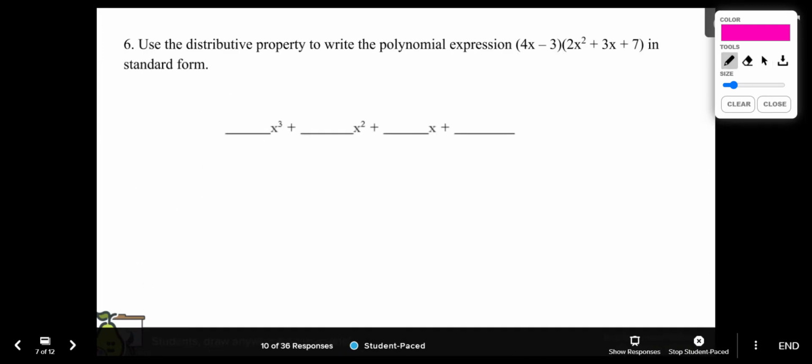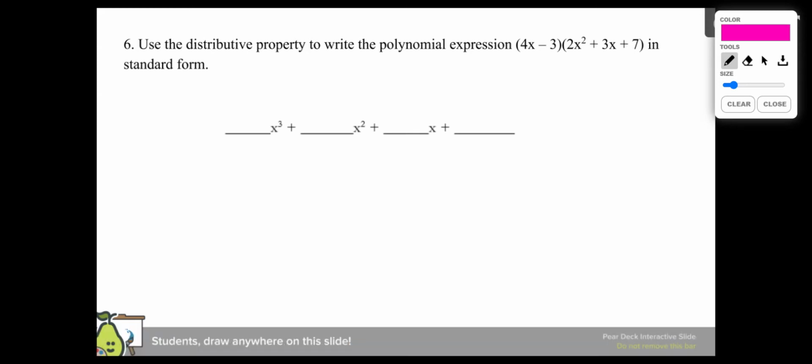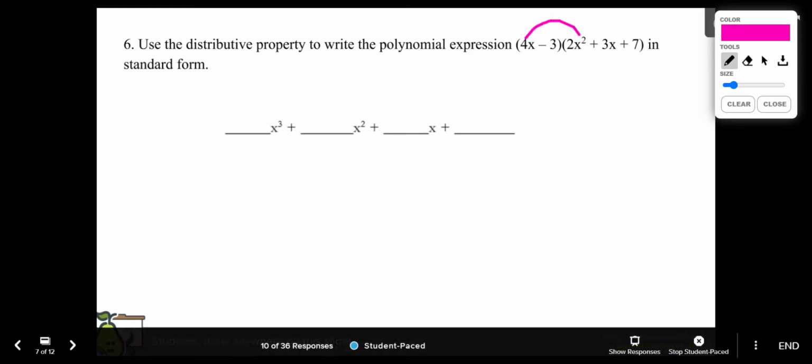All right, so use the distributive property to write the polynomial expression. So we're going to start with the 4x. 4x times 2x squared is going to give me 8x cubed. Then 4x times 3, they're both positive. It's going to give me plus 12x squared. Then 4x times 7, they're both positive, so it's going to be plus 28x.